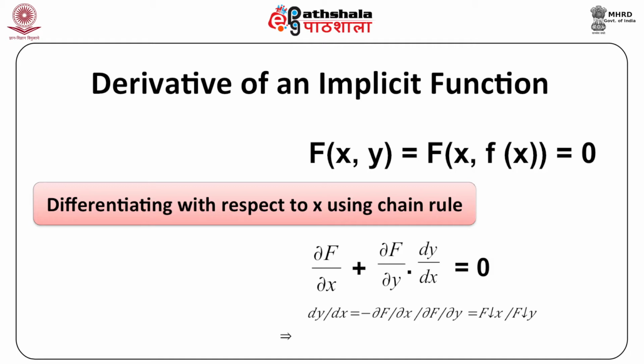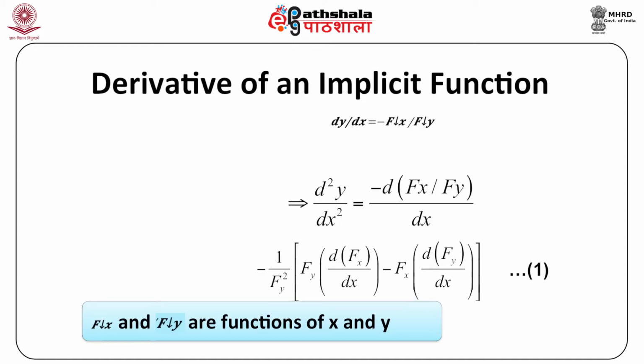The second and further higher derivatives can be found by differentiating the successively obtained derivatives with respect to x. For the second derivative, start with dy/dx is equal to minus Fx by Fy, which implies d2y/dx squared is equal to minus d(Fx/Fy)/dx. Using the quotient rule, this gives minus 1 by Fy squared, bracket open, Fy into dFx/dx minus Fx dFy/dx, bracket closed. Fx and Fy are functions of x and y.